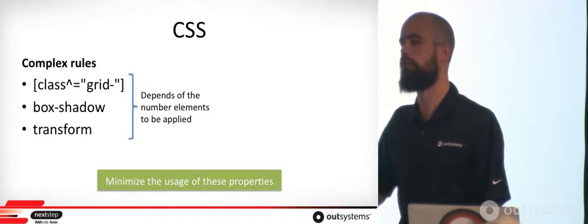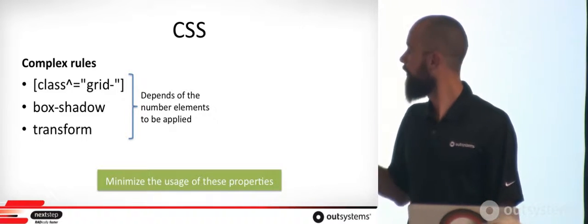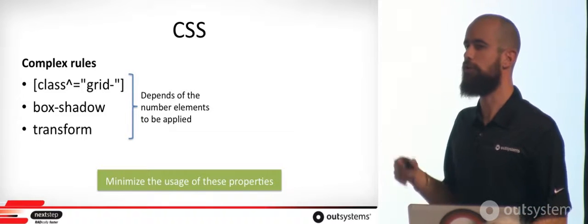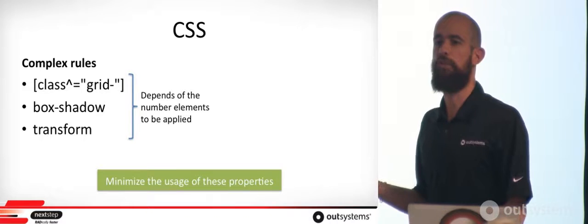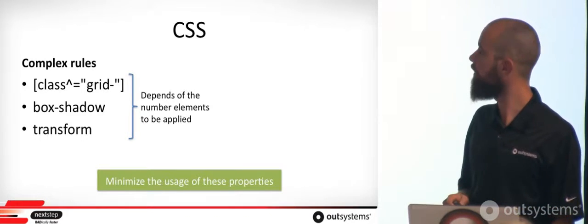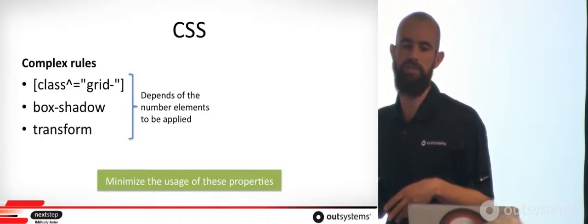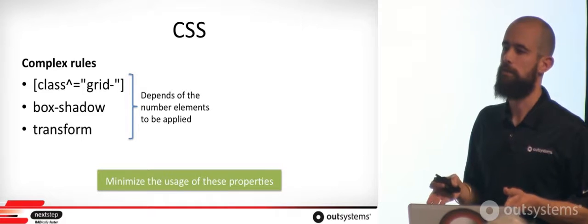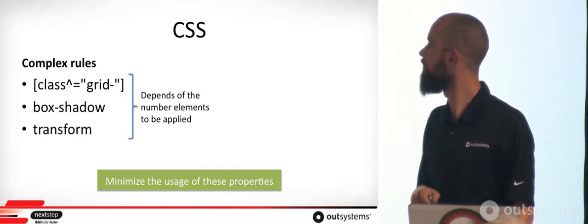Another one is box shadow. Box shadow is a highly computing property, and you should avoid using it on many elements. And also transform, which enables you to do really cool stuff, but be aware because it's a performance killer as well. But of course, all of this depends on the number of elements to which it is applied. So if you really have to use it, you should minimize the usage of these.